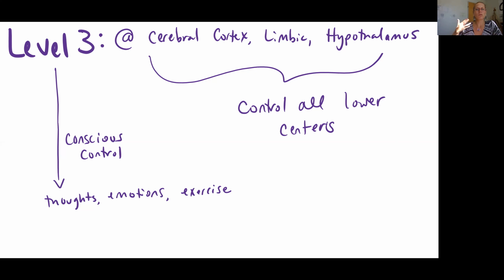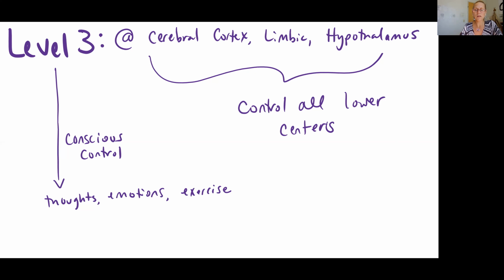We can then, through thoughts and emotions, trigger a sympathetic response or a parasympathetic response. Also, in some of our exercise, we need to control our respirations. If you're swimming, you have to have a coordinated time to take a breath and then hold your breath. And so we'll see level 3 helping to control that as well.